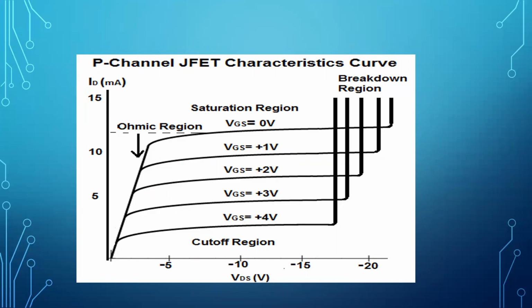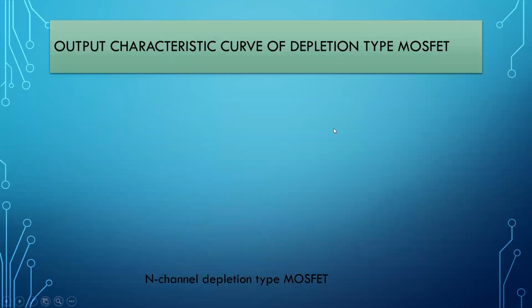As we keep on increasing this voltage VGS, the drain current ID will reduce, and at the pinch-off voltage this drain current ID will become 0. And whenever this VGS is negative, the drain current will be higher.